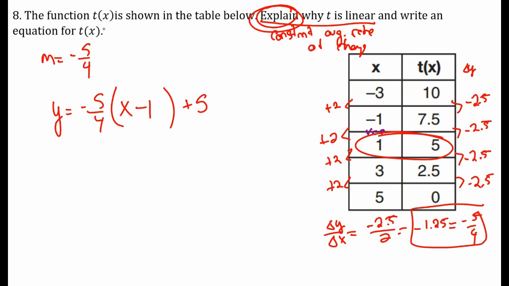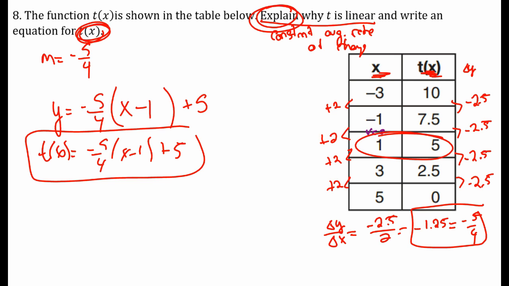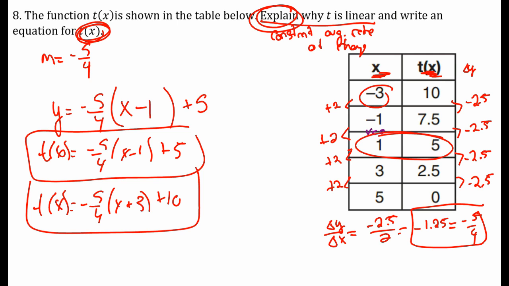This is almost right, but they said write an equation for t of x. Use the variables they give you. So t of x equals negative 5/4 times (x minus 1) plus 5. And you could have picked any point. Your equation could have been t of x equals negative 5/4 times (x plus 3) plus 10. That's the same equation if you distribute both of those out.